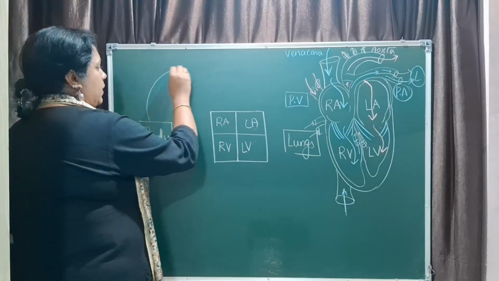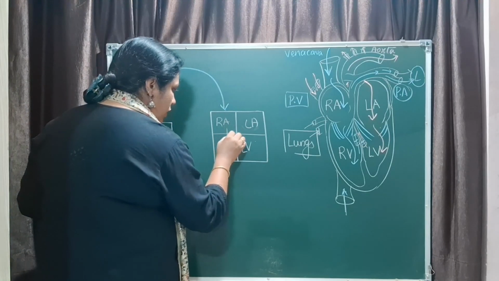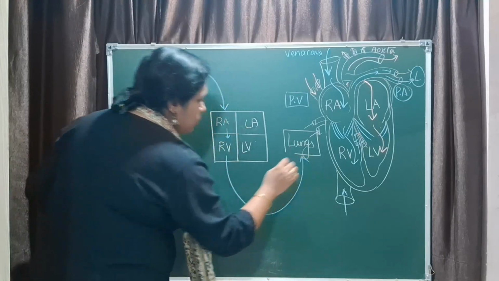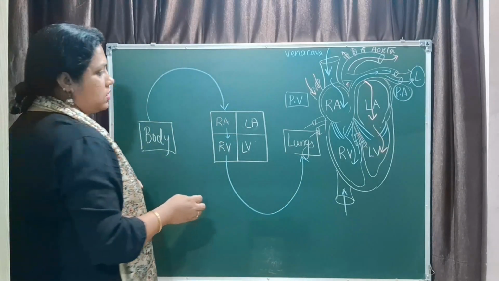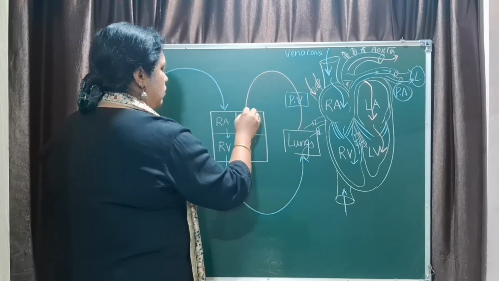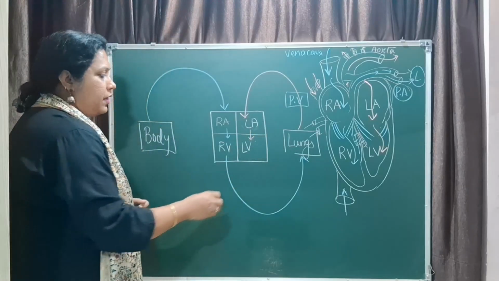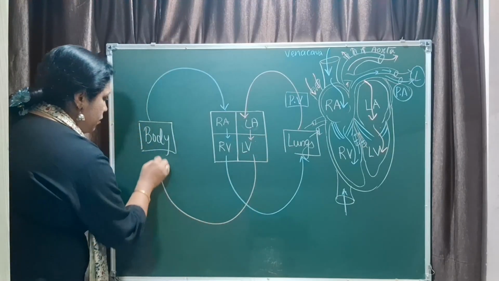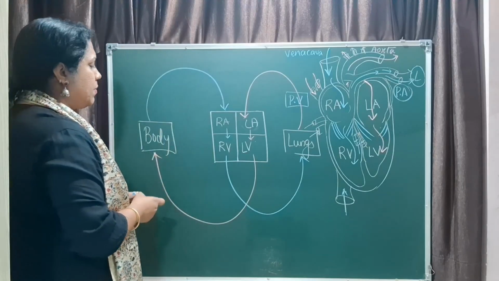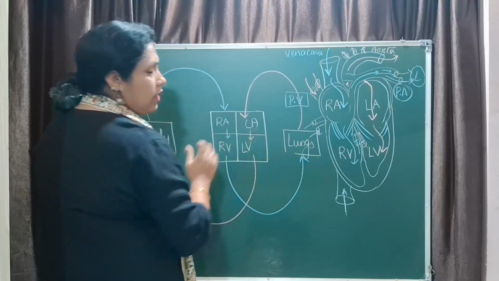The deoxygenated blood goes into the right auricle. From the right auricle it goes to the right ventricle. From the right ventricle it goes to the lungs for the process of oxygenation. In the lungs, the blood gets oxygenated and moves into the left auricle, then goes to the left ventricle, and the oxygenated blood moves to the body. So you can see there are two circulations happening. One is between the body and the heart, the other is between the lungs and the heart.